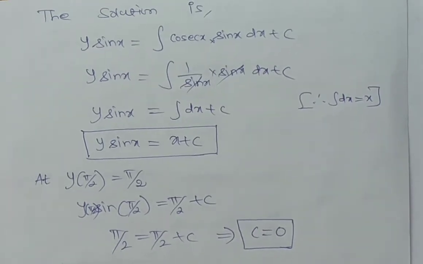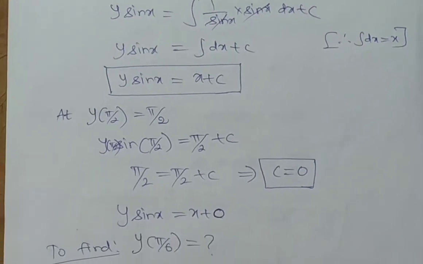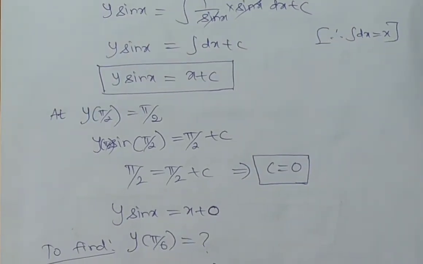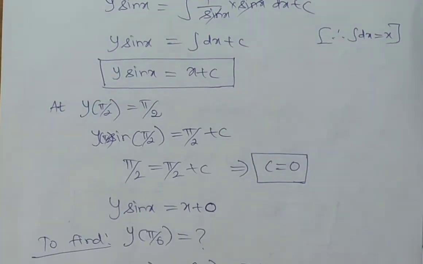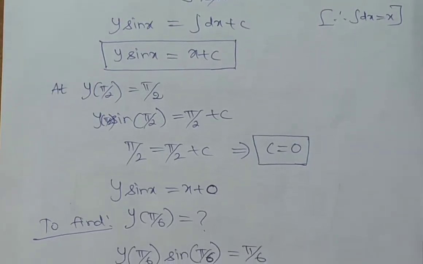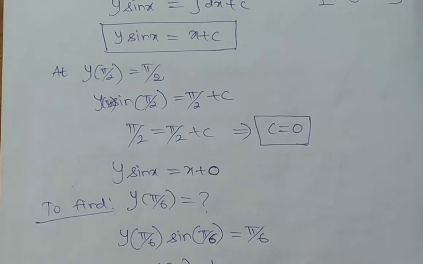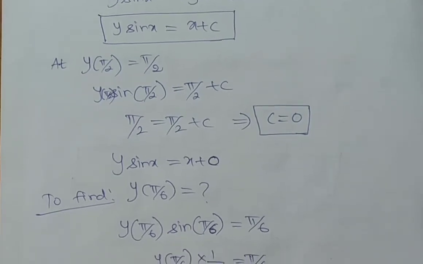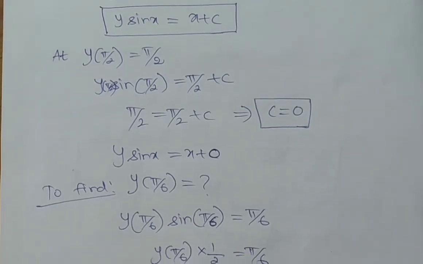Now you want to substitute the given condition y of pi by 2 equal to pi by 2. That is, y of pi by 2 into sin of pi by 2 equal to pi by 2 plus c. The value of y of pi by 2 is pi by 2, and sin of pi by 2 is 1. Now we get pi by 2 equal to pi by 2 plus c, so the c value is 0. The given differential equation can be written as y sin x equal to x plus 0.